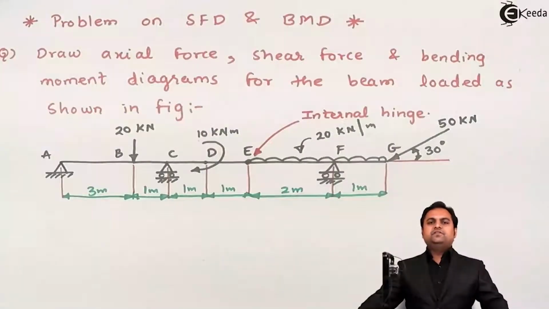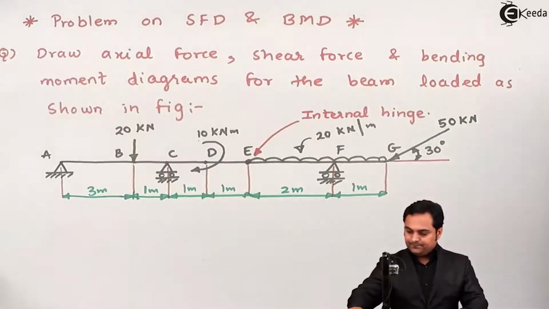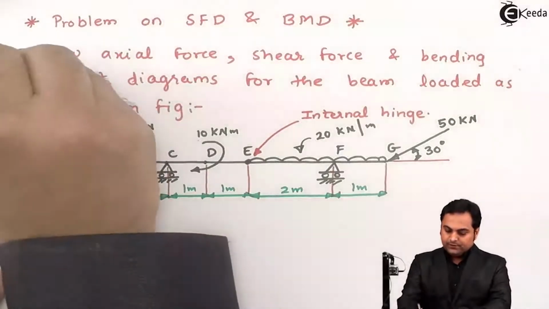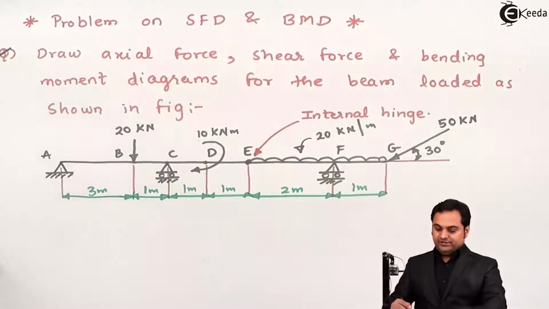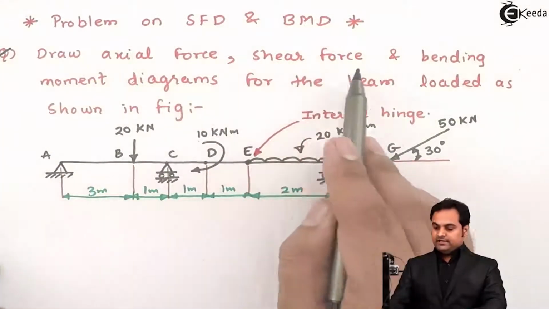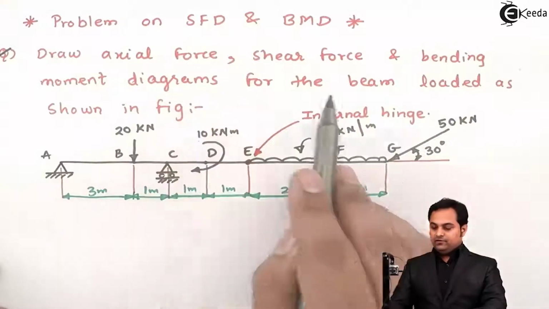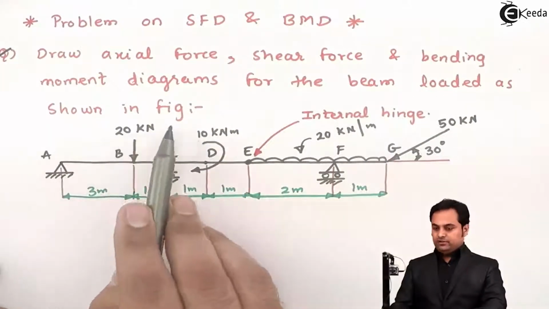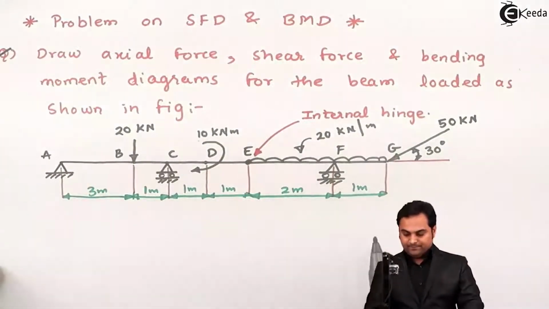Here in this video, we will see a problem on SFD and BMD for the beam as shown in figure. Here is the diagram. It is mentioned in the question that we have to draw axial force, shear force and bending moment diagrams for the beam loaded as shown in figure. So they have given us this diagram.